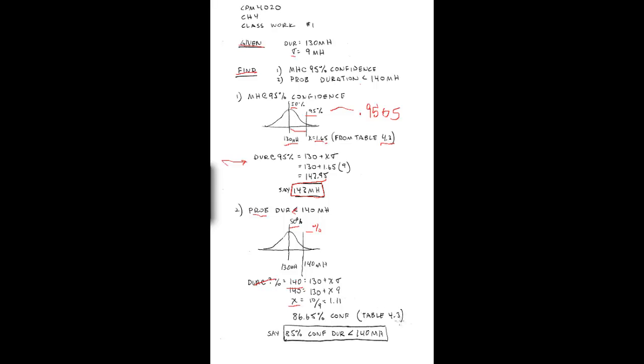So again, we go back to table 4.3, and this time we look at 1.1 for the row and 0.0 for the column, and we get 0.8665, or 86.65% confidence. For our purposes, we'd say there is 85% confidence that the duration is going to be less than 140 man hours, because this is 140 man hours, and this all is how much is less than it.